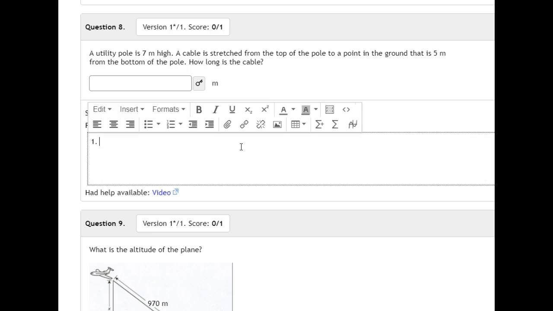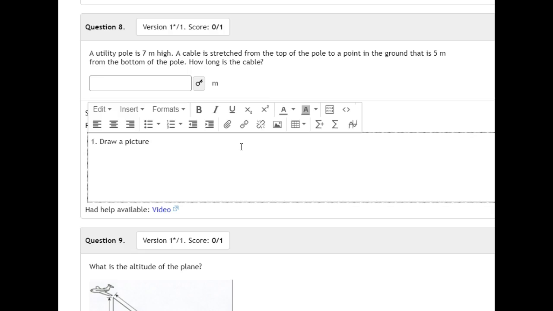First step should be to draw a picture so that you can get a better idea of what's happening. You do not have to insert a picture when you're showing your work here. You can just draw it for your own benefit. If you want to insert a drawing, here's how you could do it. You just click on insert an image.